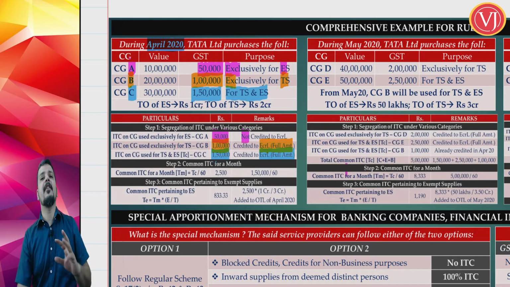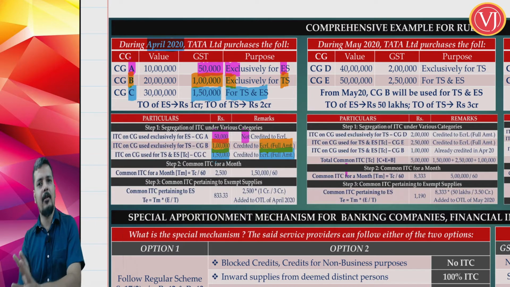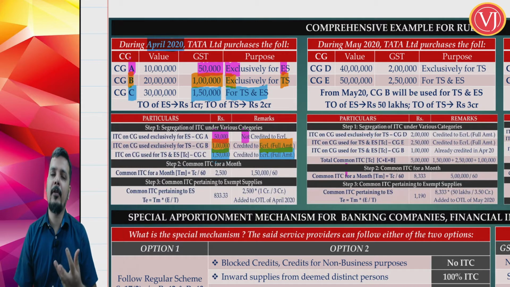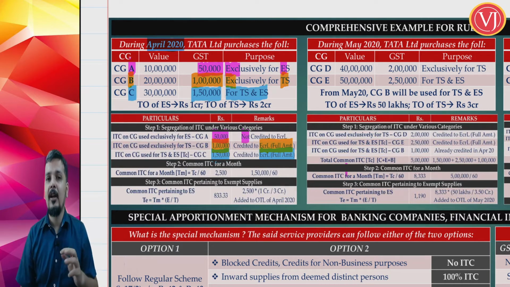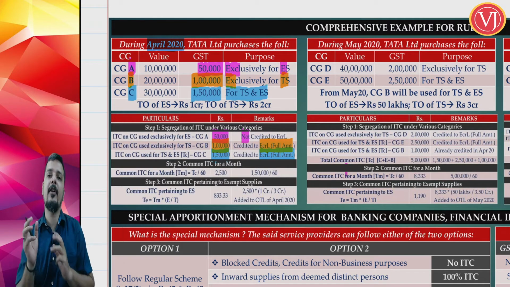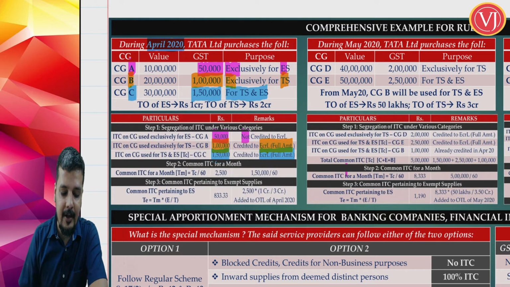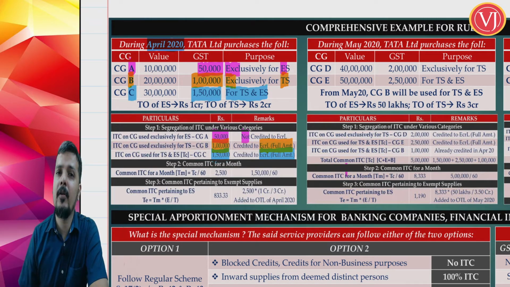See, there is no problem with capital goods A and B. A, you cannot take credit, you are not taking the credit. B, you can take full credit, you have taken the full credit. Capital goods C, you can actually take only partial credit, but you have taken entire credit. So, initially you have taken entire credit. Now, what are you going to do? You are going to reverse it.